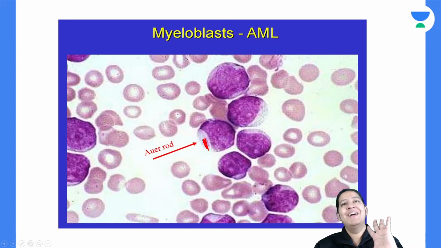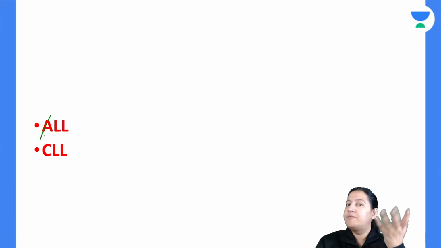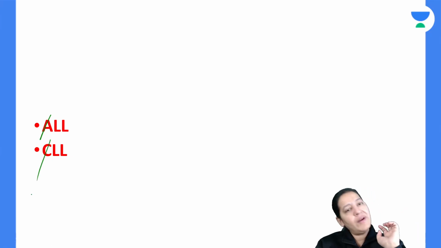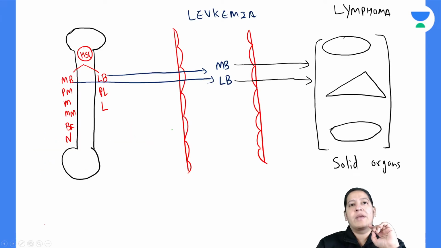Okay. So coming to lymphoid leukemia, we have two types: acute lymphoid leukemia, ALL, and chronic lymphoid leukemia, CLL. In both of them, these are lymphoids, so lymphoblast will come in the blood, right? Okay, see this diagram.